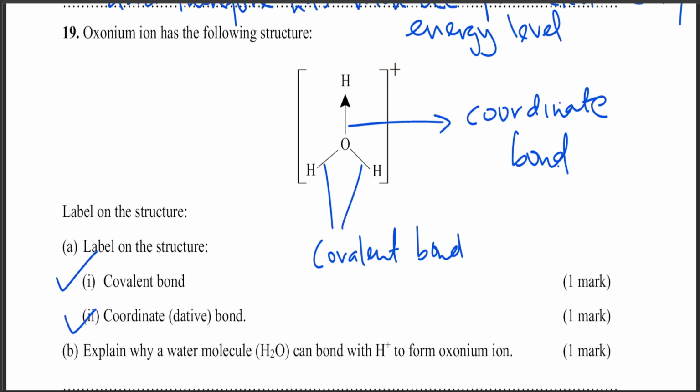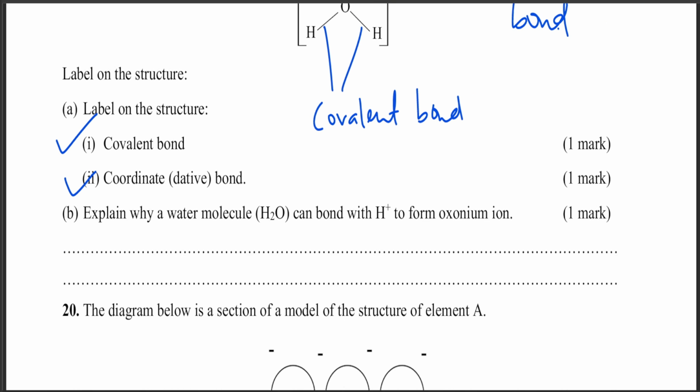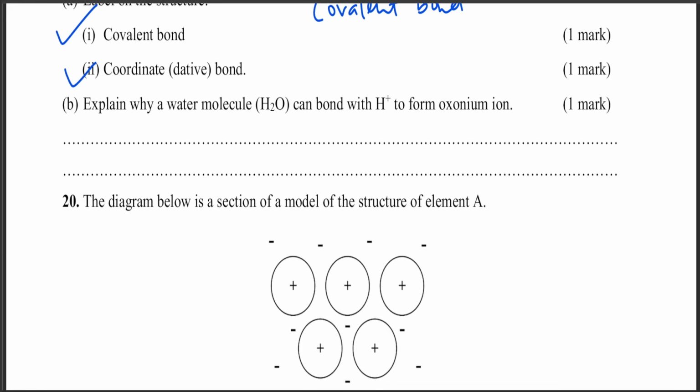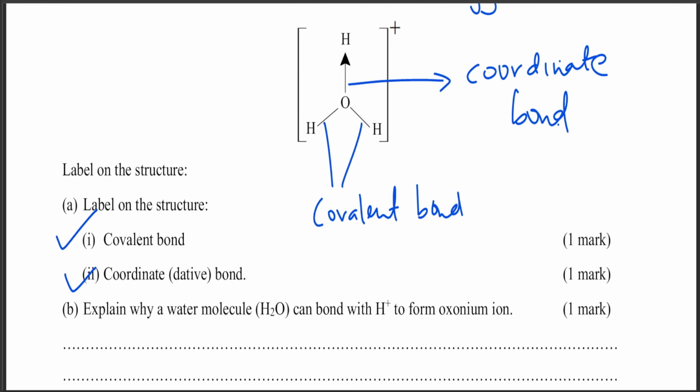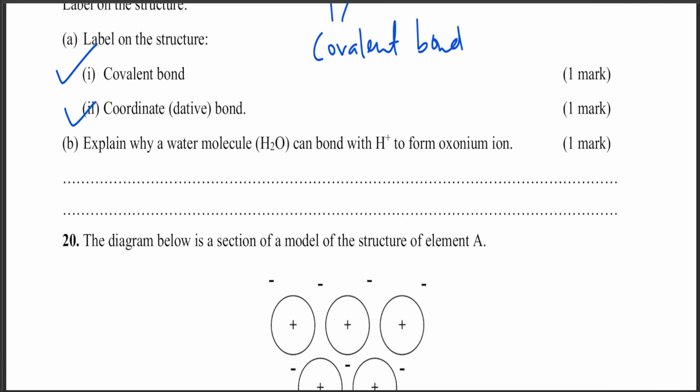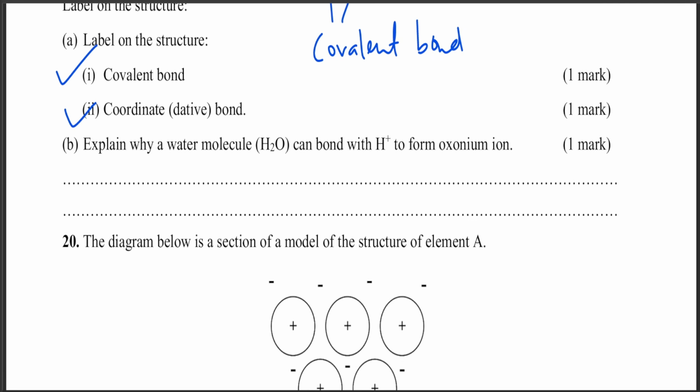Ni sawa? Tuko pamoja. Question B. Explain why a water molecule can bond with H plus to form oxonium ion. Sawa. Hii hapa iwe H3O plus, the oxonium ion. So explain why a water molecule can bond with H plus to form oxonium ion, and it's very simple.